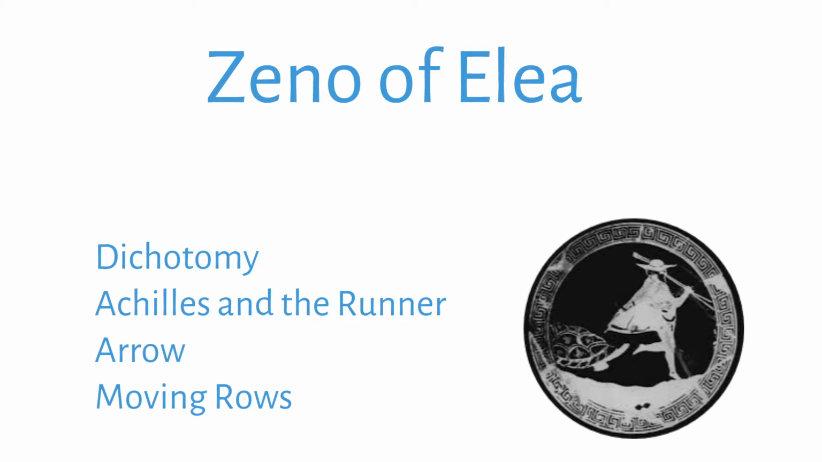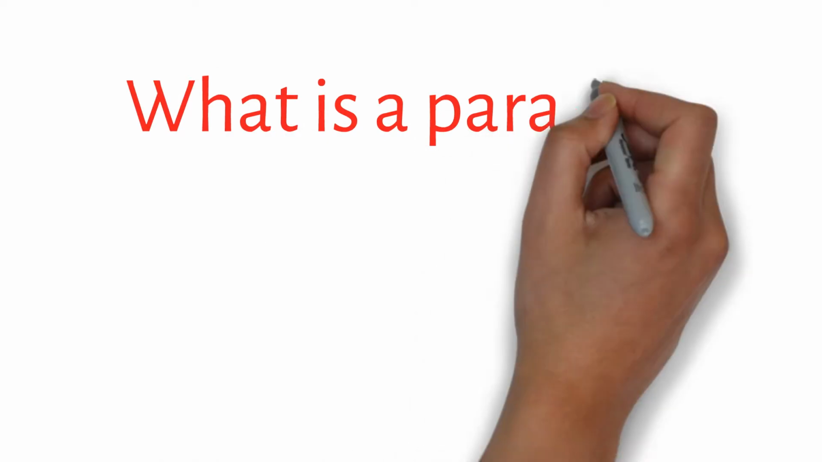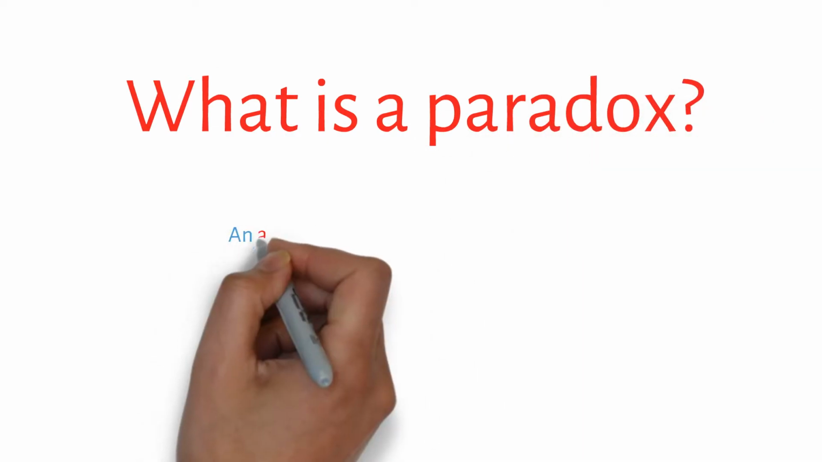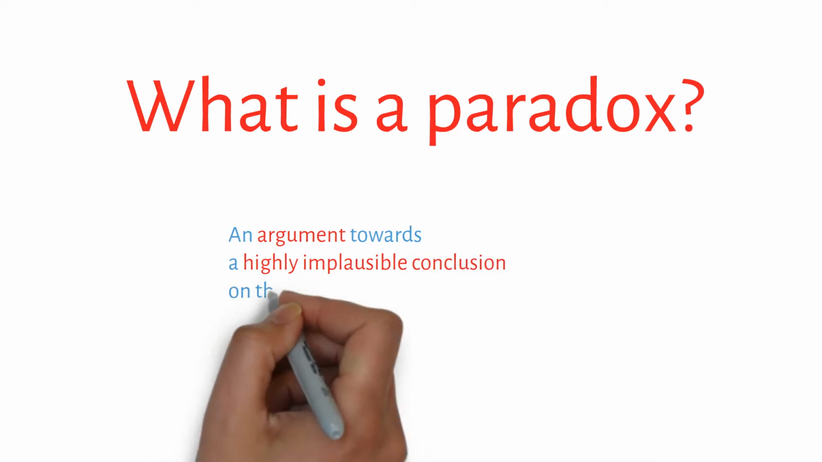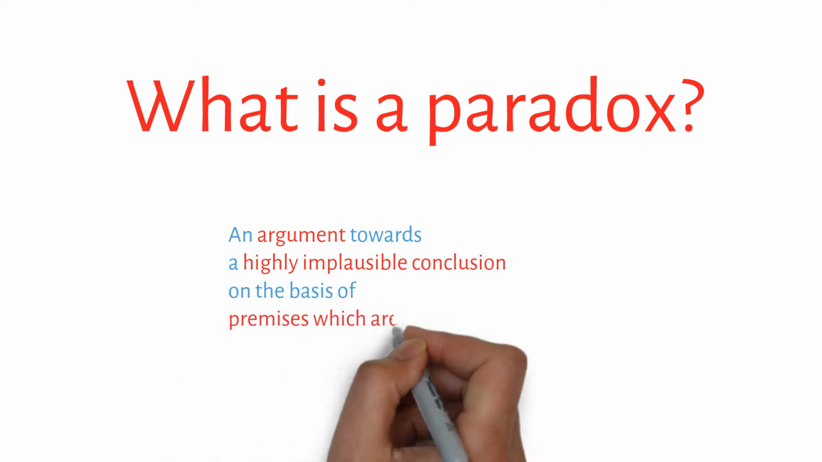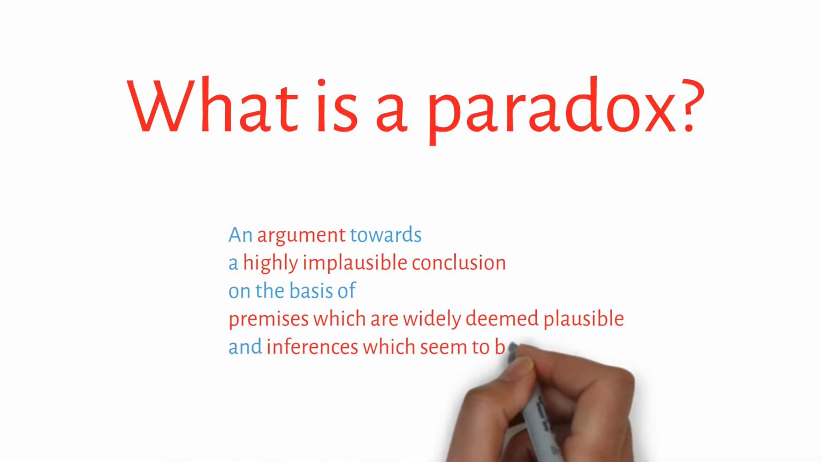We'll be focusing on the first of these, but before we do so, let's consider: what is a paradox? For our purposes, we can say that a paradox is an argument towards a highly implausible conclusion on the basis of premises which are widely thought to be plausible and inferences which seem to be valid.